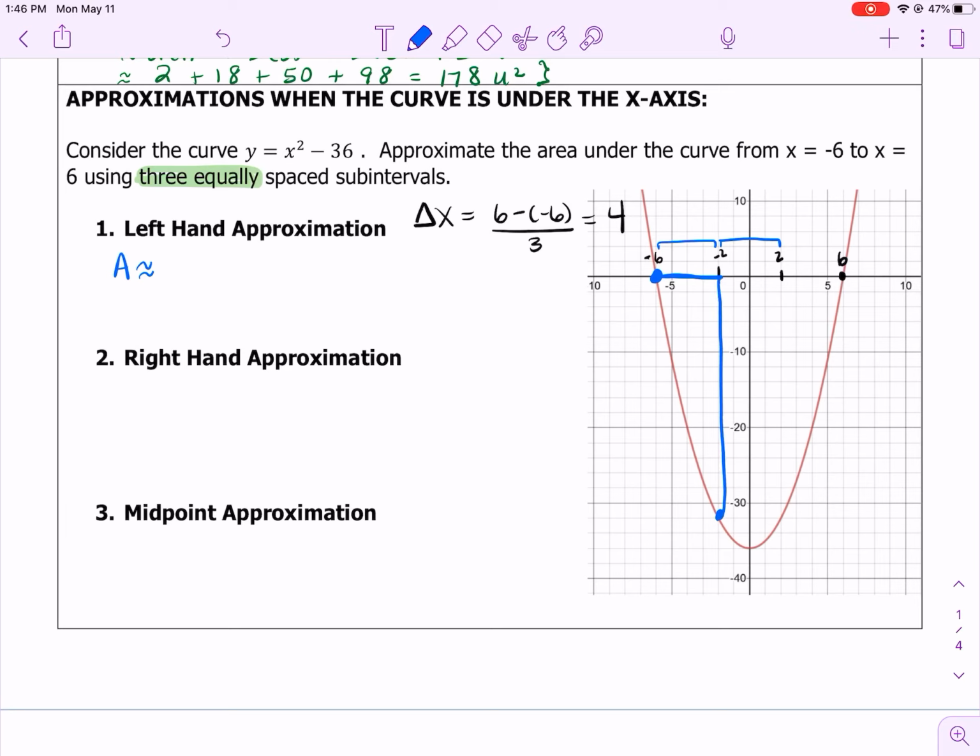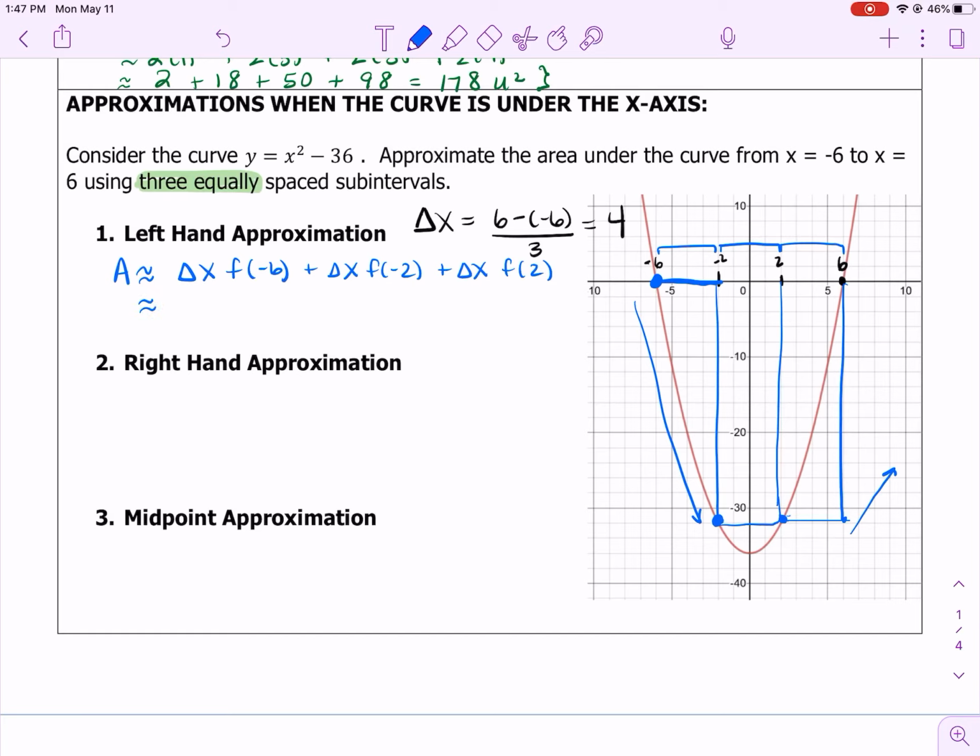So again, because these are rectangles, we have delta x, but we're just going to use the value of the function on the left-hand side. And again, delta x, using the value of the function on the left-hand side. And again, delta x, or the width of that rectangle, using the value of the function on the left-hand side.